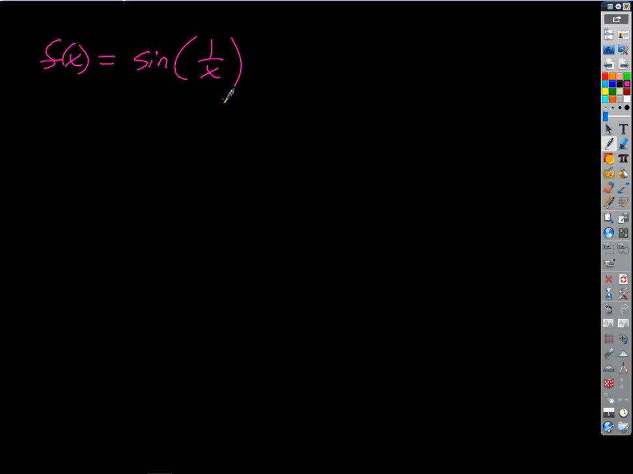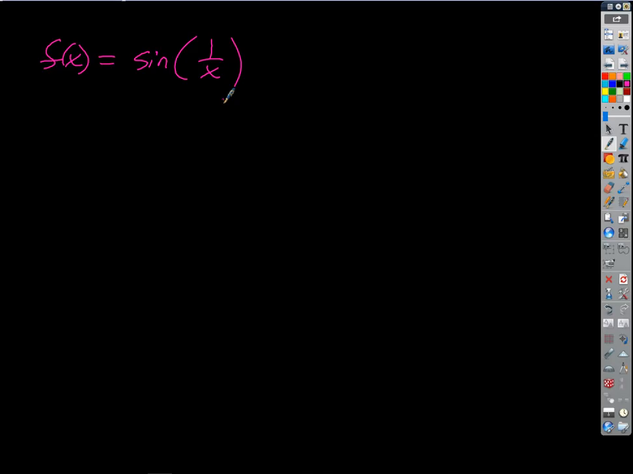Composition of functions. Remember that stuff like f of g of x? Okay. So this is a function of a function, right? It's a sine function of an inverse function. Now let's think about the behavior of this just for a second. The sine function doesn't care where it gets its input values. It's just getting input values, right? You feed a function numbers, and it spits out results.